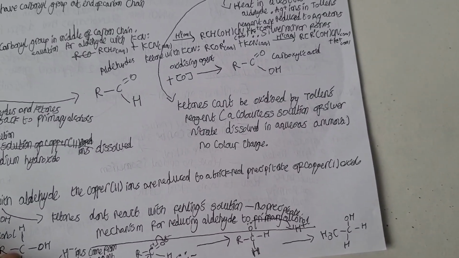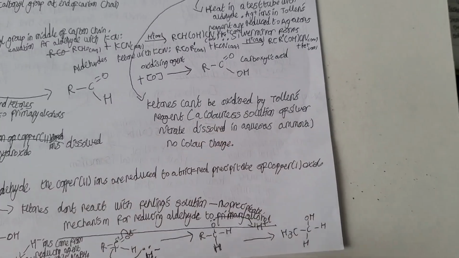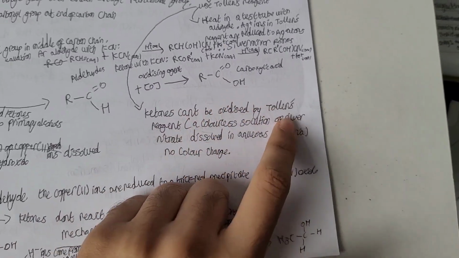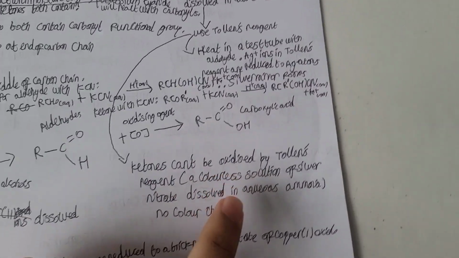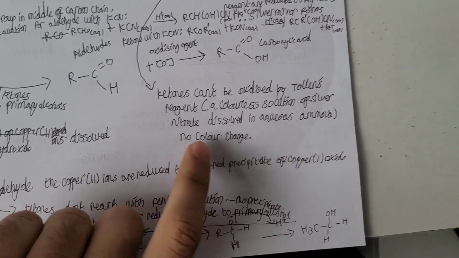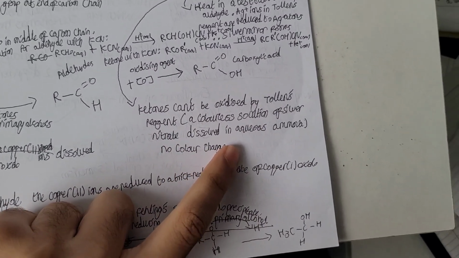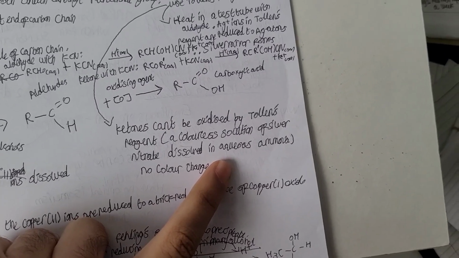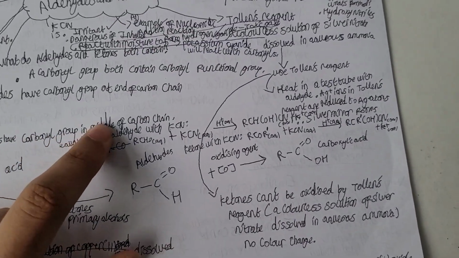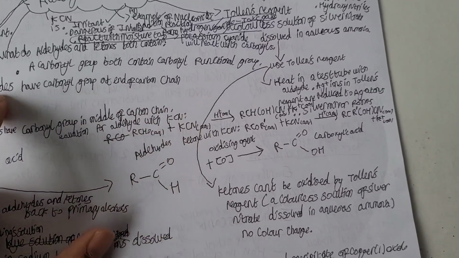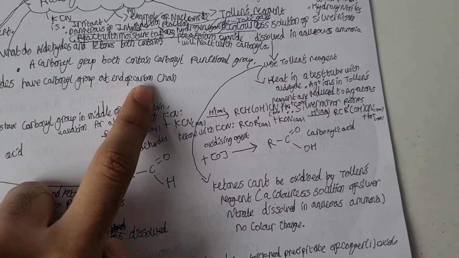So now let's go to here. Ketones can't be oxidized by Tollens' reagent, a colorless solution of silver nitrate dissolved in aqueous ammonia, and there's no color change when ketones react with Tollens' reagent. Ketones have a carbonyl group in the middle of the carbon chain, whereas aldehydes have a carbonyl group at the end of the carbon chain.